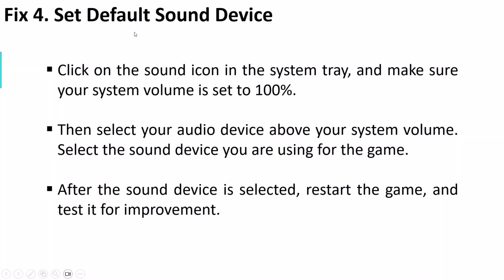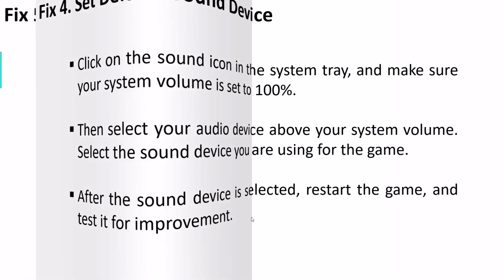Fix 4. Set default sound device. So click on the sound icon in the system tray and make sure your system volume is set to 100%. Then select your audio device above your system volume. Select the sound device you are using for the game. After the sound device is selected, restart the game and then check if your problem is fixed or not.